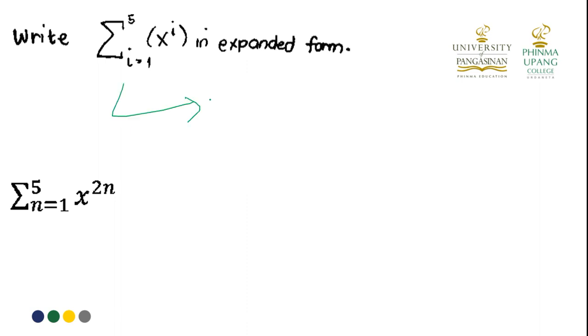Now, let's solve the problem. Number 1, in expanded form. X sub i, so x sub 1, because the starting point is 1. And don't forget that since summation siya, it is separated by plus sign. Plus x sub 2, because the second term is 2. Plus x sub 3, because the third term is 3. Then, so on and so forth. Answer is x sub 1 plus x sub 2 plus x sub 3 plus x sub 4 plus x sub 5.